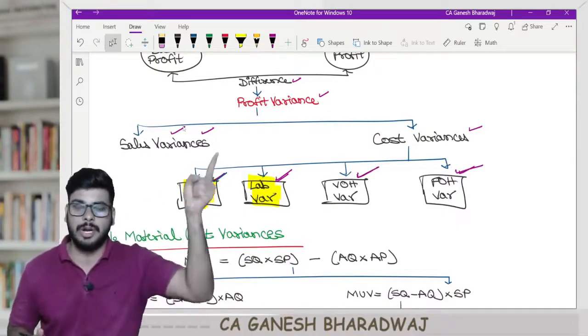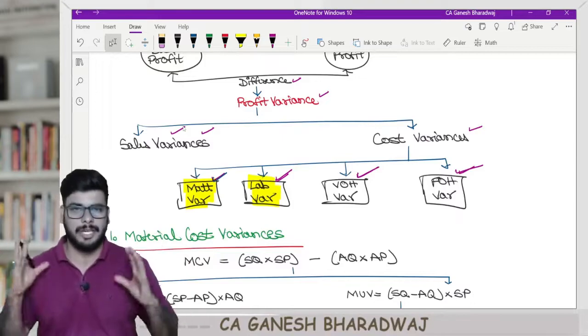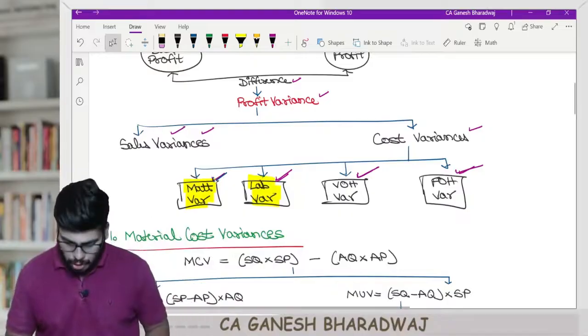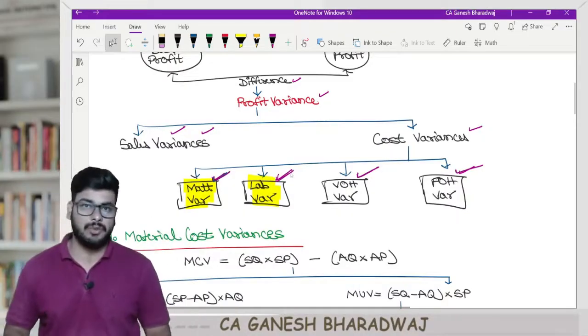We will see that in sales side variances, there will be 2 different methods. One is called the total approach. The other one is called the margin approach. The entire chapter is applicable for paper 12 students. For paper 8 students, only these 2 variances, material and labor related variances, are there. Are you clear with this, guys?